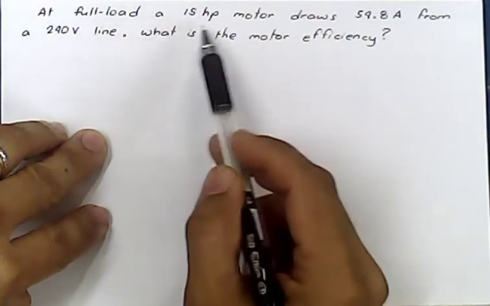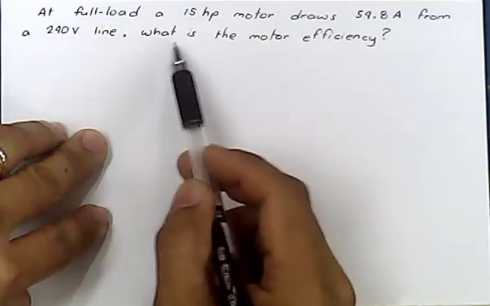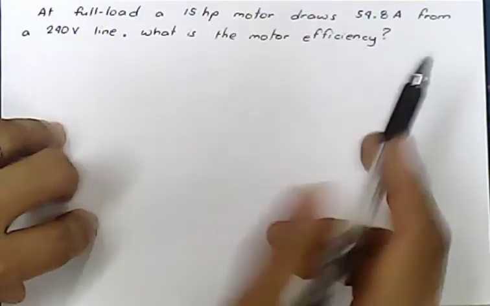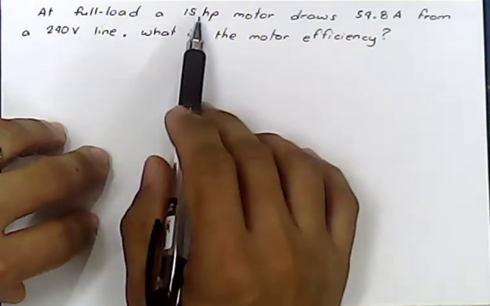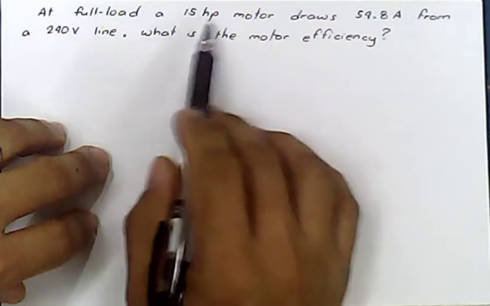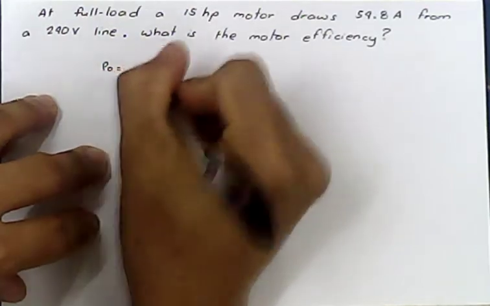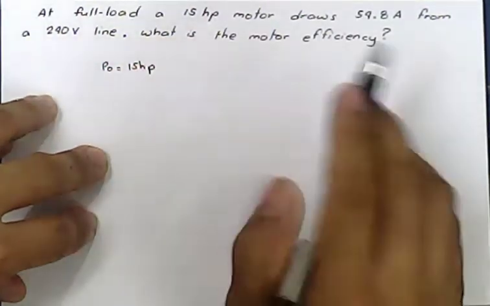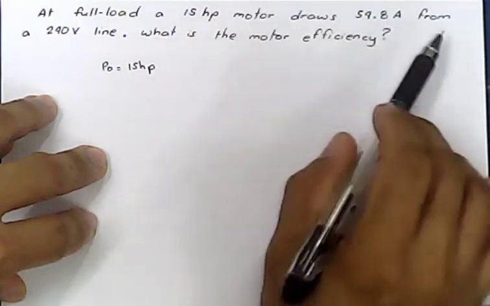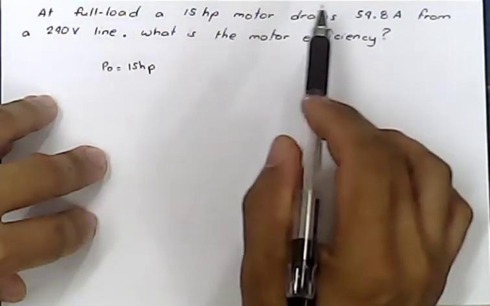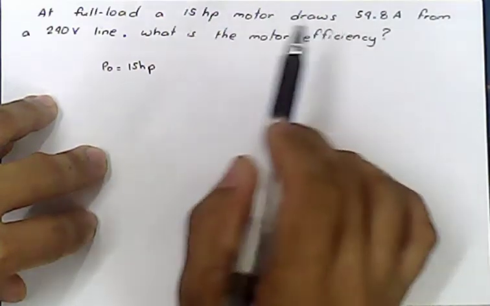At full load, a 15 horsepower motor draws 54.8 amperes from a 240 volts line. What is the motor efficiency? In motors, mapa AC or DC man, ang output nila ay in terms of horsepower. So ibig sabihin po, itong 15 horsepower, ito na po yung kanyang power output. At sinabi dito sa problem na yung motor, it draws 54.8 amperes from a 240 volts line. So, ibig sabihin po, itong 54.8 amperes, ito po yung line current na papasok doon sa ating motor.